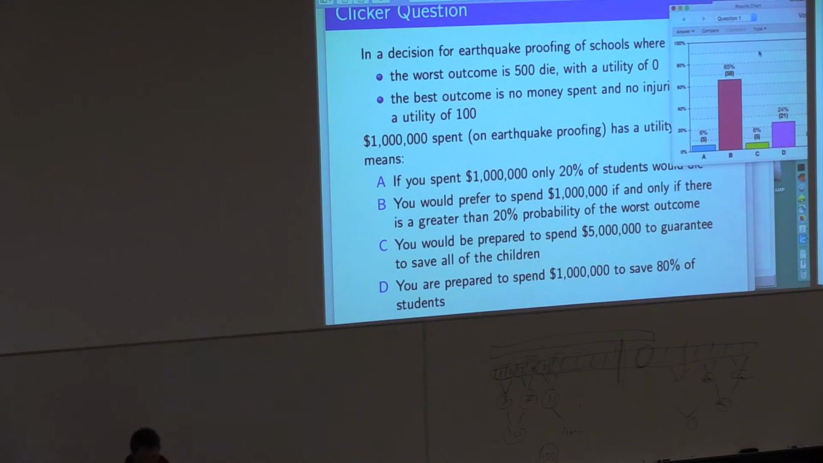Right. So B is the right answer. It's all about taking lotteries. It's all about taking chances about how likely you think an earthquake that's going to bring the building down is. As that probability goes down, you're less willing to spend money, and as the probability goes up, you're more willing to spend money. It's all to do with the probability. It's not to do with percentage of students or anything else. It's all to do with taking chances about lotteries of things.